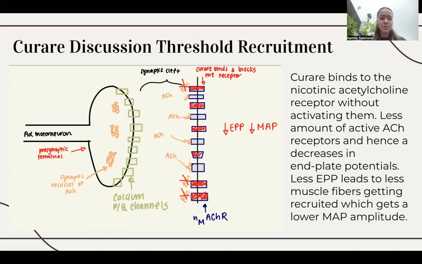At low to medium doses, curare blocks some receptors, but not all, so some muscle fibers still function normally, which explains the reduced but still present MAP amplitude. At higher doses, the EPP fails to reach threshold and muscle fibers do not generate action potentials. In summary, curare acts postsynaptically to reduce MAP amplitude by blocking the nicotinic receptors, but it does not affect CAP amplitude since CAPs happen presynaptically.